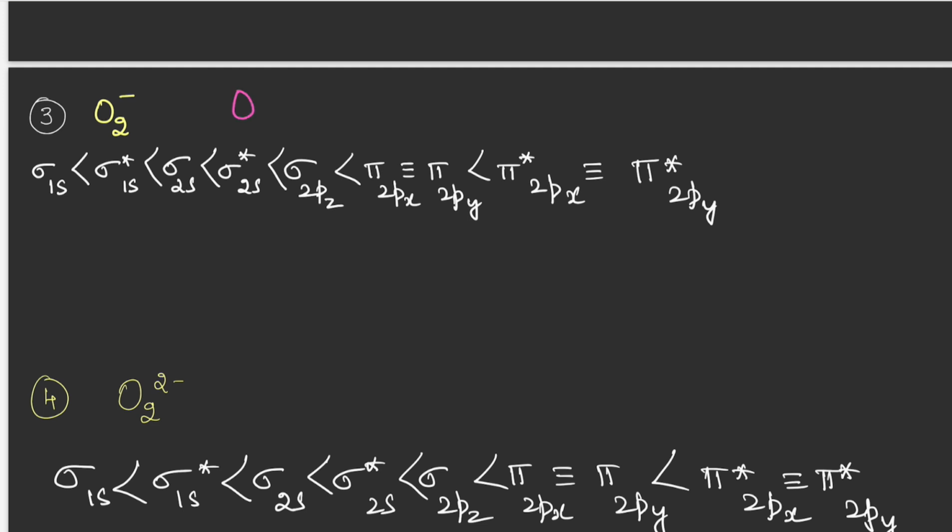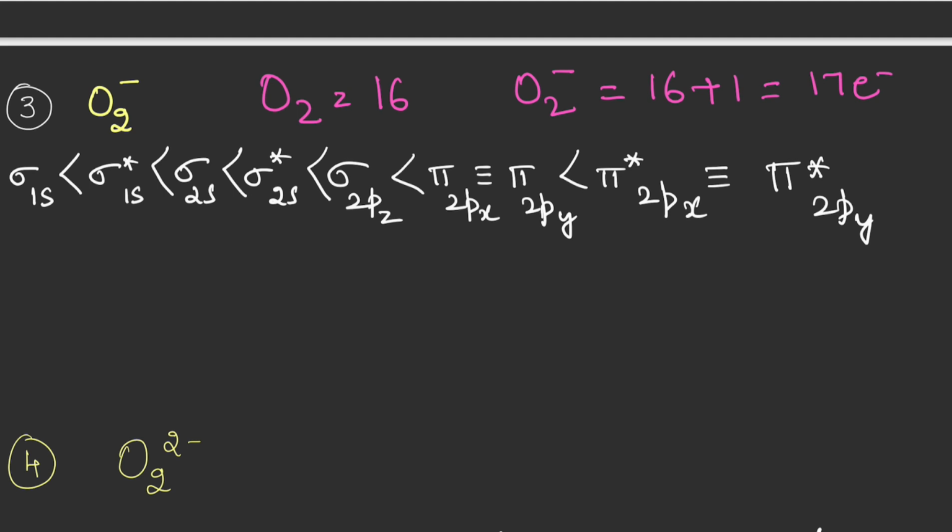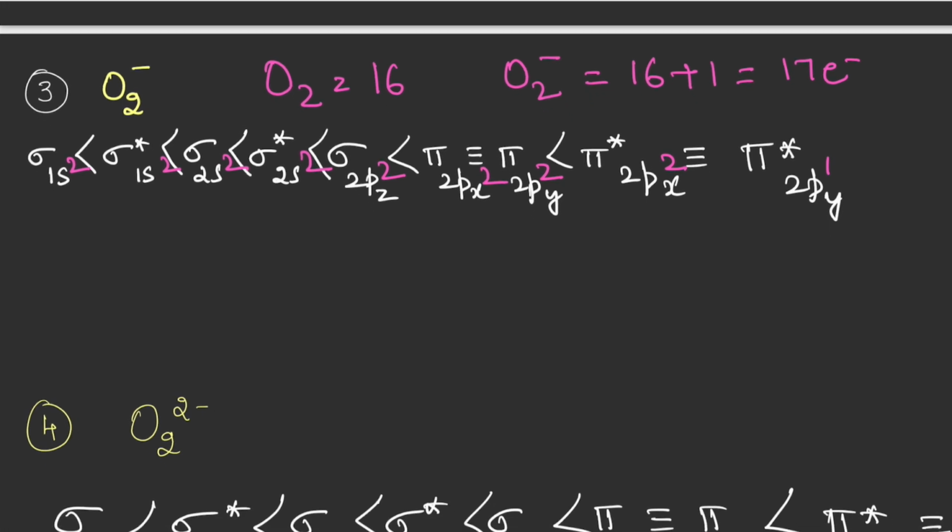Next we will go for O2 minus. How many electrons will be present? In oxygen totally there are 16 electrons. So in O2 minus how much will it be? It will be 16 plus 1. Minus means 1 electron we have to add. So totally it will be 17 electrons. Now let us fill the electrons. 2 electrons, 4, 6, 8, 10, 12, 14, 16, 17. So totally 17 electrons. Students, whether it is diamagnetic or paramagnetic in nature, you can see here one unpaired electron is present. Therefore, it is paramagnetic in nature.